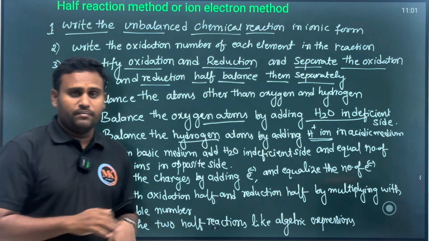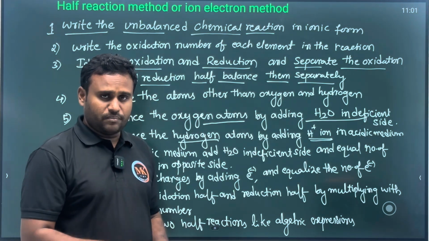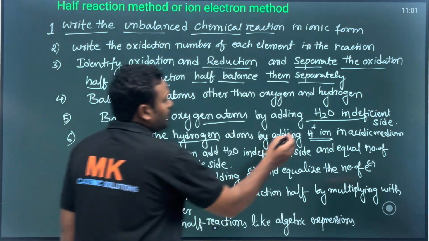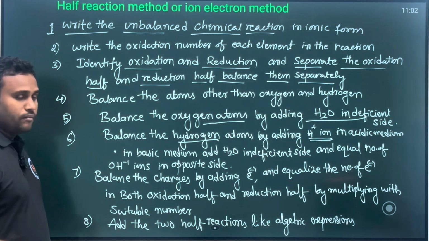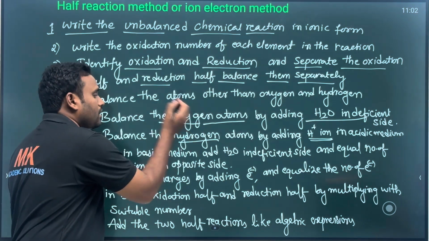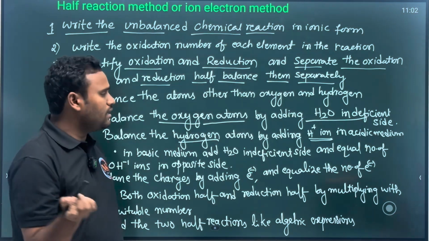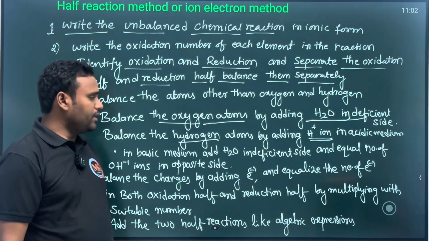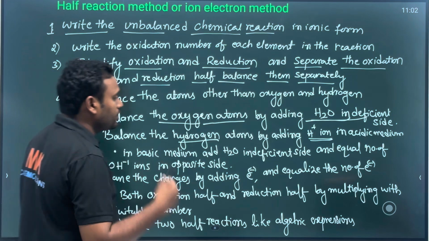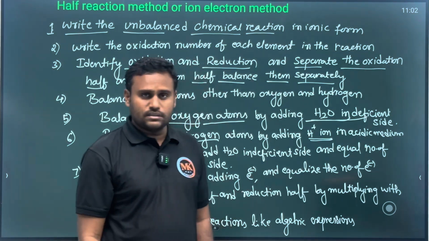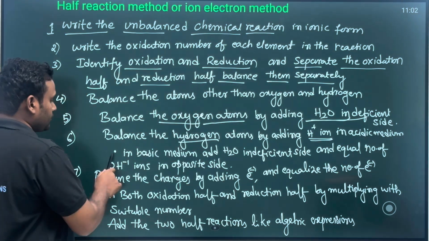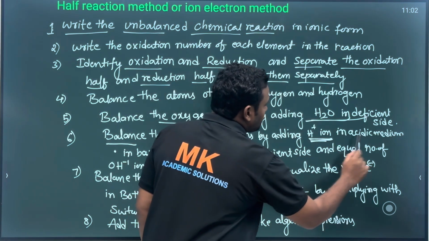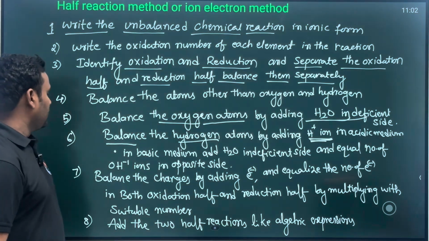Whether the given medium is acidic or basic, it does not matter: oxygen atoms are balanced by adding H2O on the deficient side. Next, balance the hydrogen atoms. In acidic medium, we balance the hydrogen atoms by adding H plus ions on the deficient side.